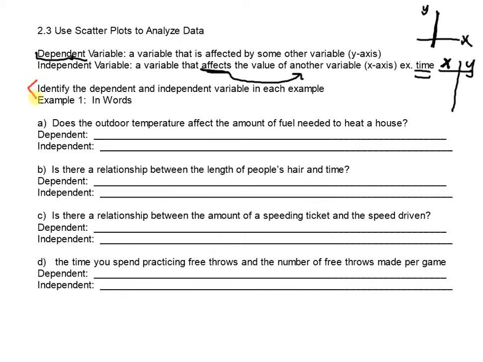Let's identify the dependent and independent variable in each of the following examples. So you can get dependent and independent variables in words. For example, does the outdoor temperature affect the amount of fuel needed to heat a house? Amount of fuel. I look at this like the amount of fuel I need depends on the temperature outside. So the amount of fuel depends on the outdoor temperature.